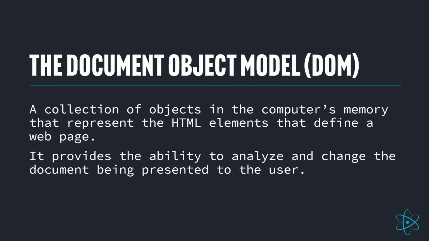So our first big word alert, wherever we use a word that sounds more complicated than it really is, we'll stop to make sure we understand it. So the document object model, or DOM, a collection of objects in the computer's memory that represent the HTML elements that define a web page. It provides the ability to analyze and change the document being presented to the user. That same DOM standard also is a standard for how we interact with that very collection of objects, that tree data structure in the computer's memory or in the device's memory, whatever browser you're using.